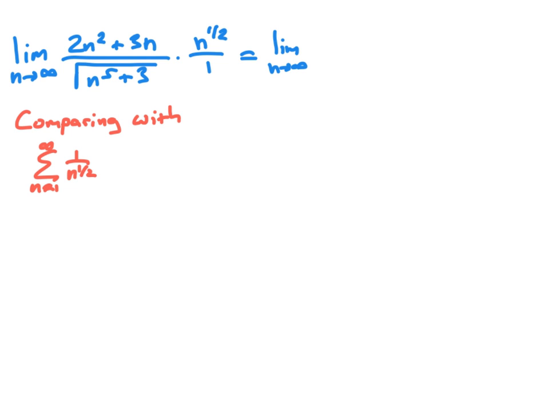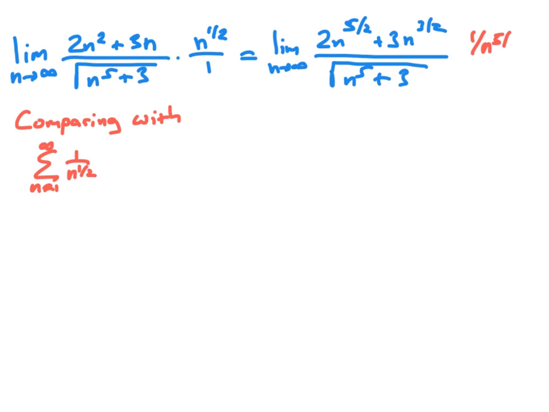When we distribute the n to the 1/2, we're going to get 2n to the 5/2 power plus 3n to the 3/2 power. So we're adding 1/2 to each of those exponents. And then, of course, we have the square root of n to the 5th plus 3 multiplied by 1, which is just the square root again. So now if we look in the denominator, the highest power there looks to be n to the 5th, but it is inside a square root, so it's actually n to the 5/2. And so we're going to multiply and divide our series terms by 1 over n to the 5/2.